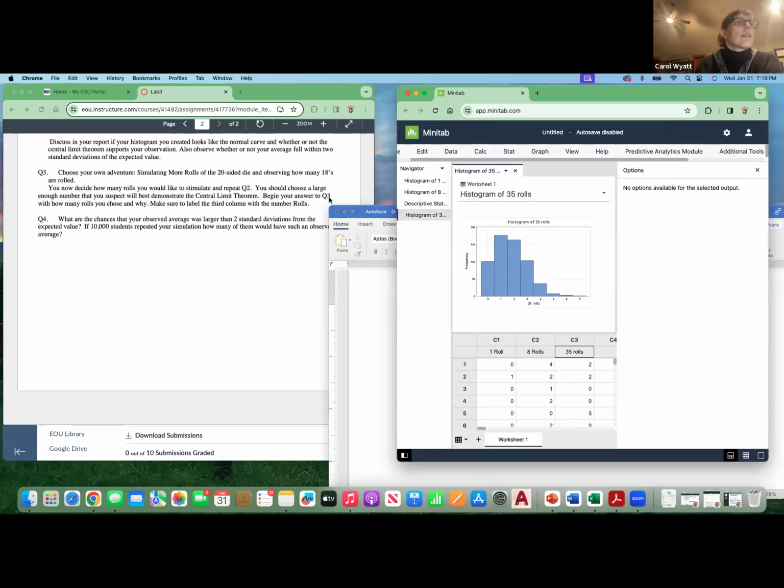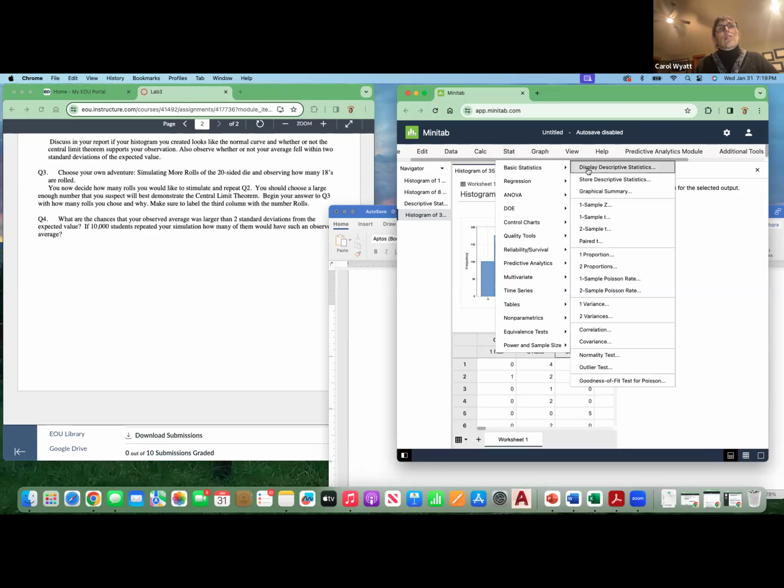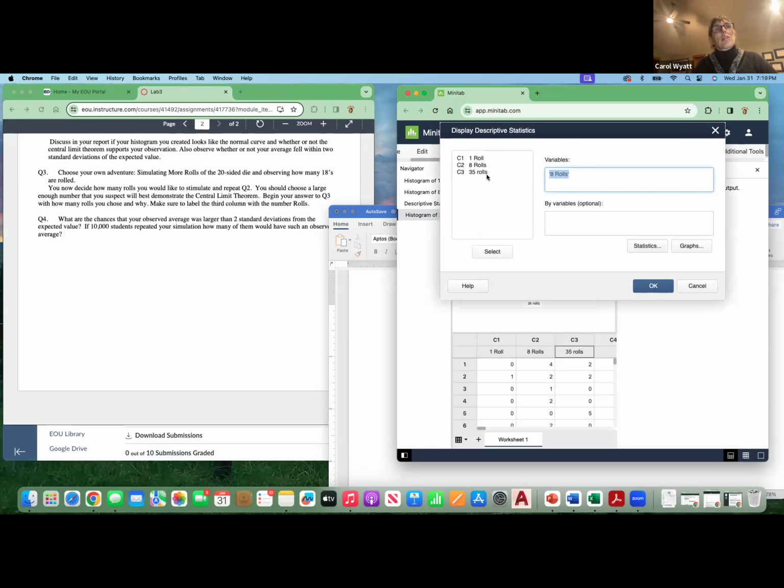I want to copy this. I want it to tell me how many rolls I have, it's also in the title here. And also, just to explore this little adventure, do some descriptive statistics. What do I see here?